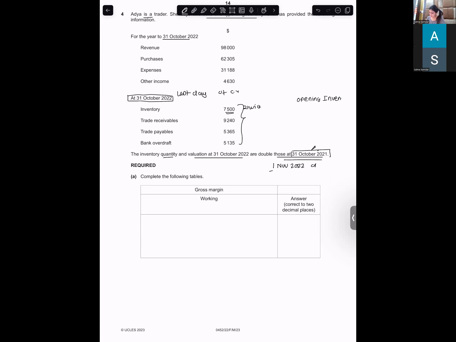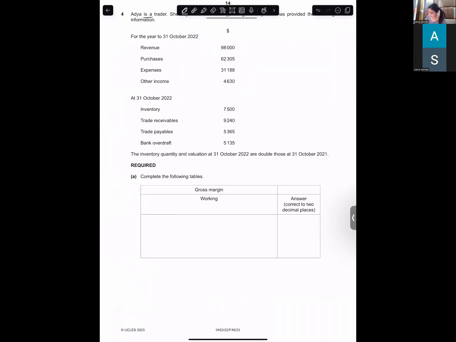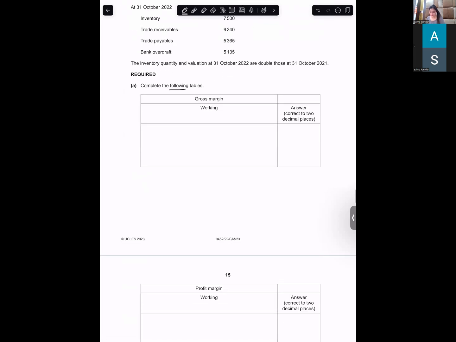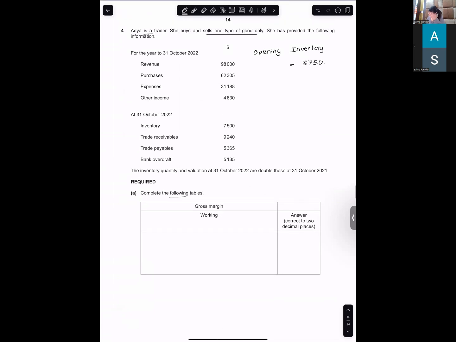So the inventory at 1st November will be 7,500 divided by 2, which is 3,750. So your opening inventory would become 3,750. Now they want you to complete the following table: gross margin, profit margin, inventory turnover, acid test ratio. So I will find all that.